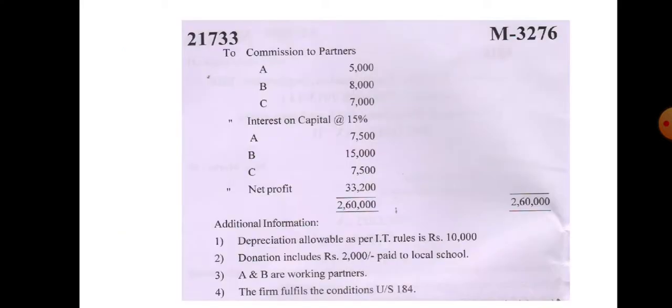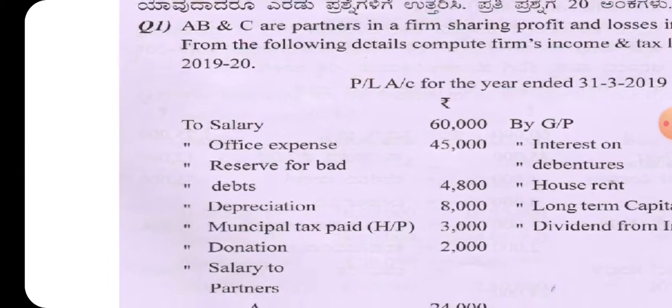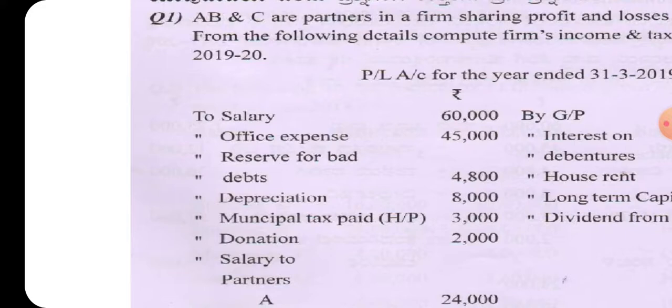Next one, after reserve, depreciation is given. Depreciation is an allowable expense, but if any adjustment is given, you go for the treatment of the depreciation. Otherwise it is an allowable business expenditure and no adjustment is required. But there is one adjustment given, so we'll see that later.